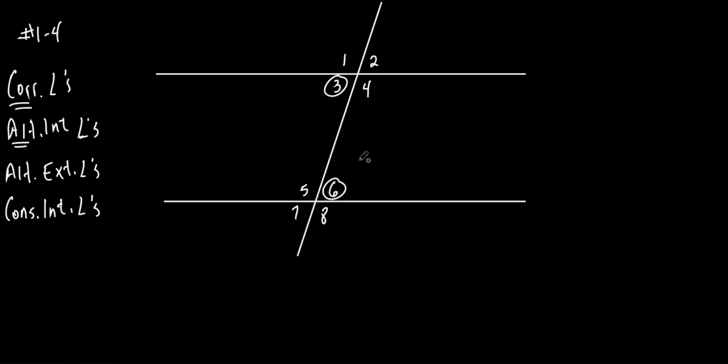So 3 and 6 are alternate interior angles. Give me another pair. No. 2 and 7 are not interior. Okay, which ones are interior? Just 3, 4, 5, and 6. Okay, they're the ones between these 2 lines. You see all the stuff in here?